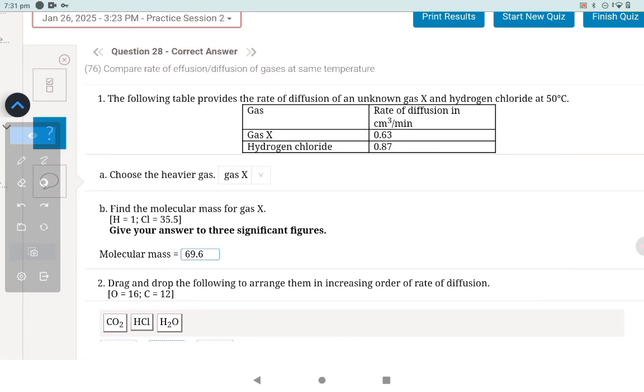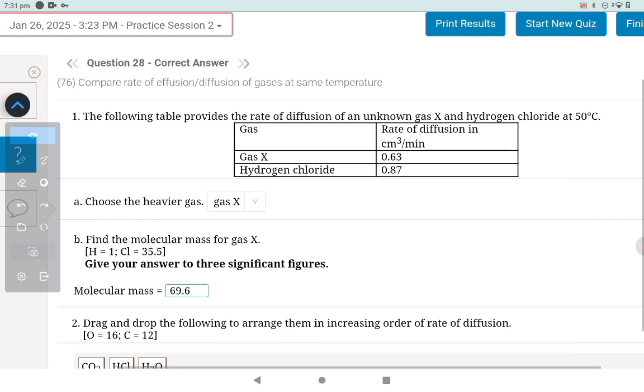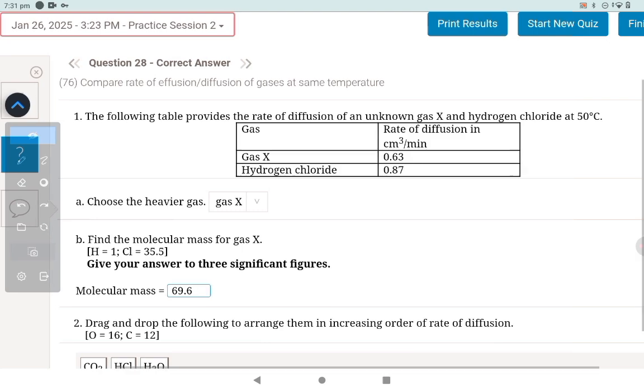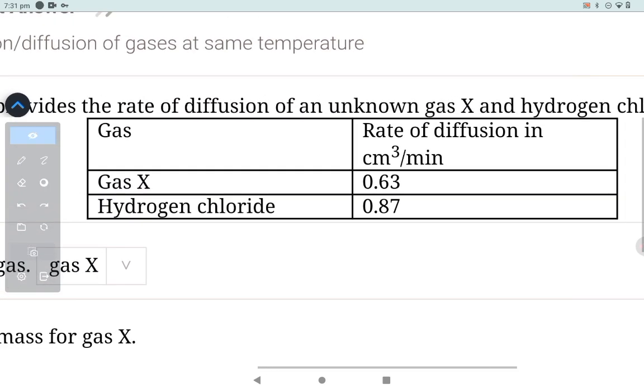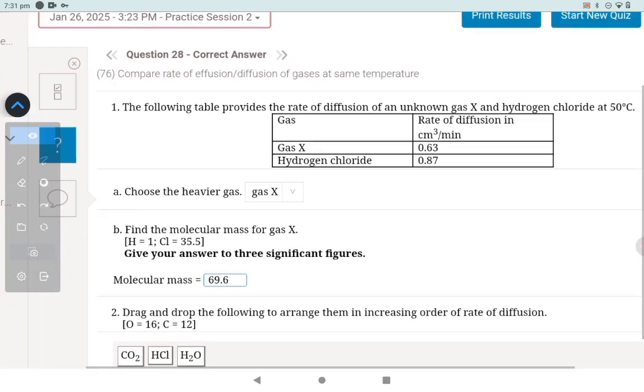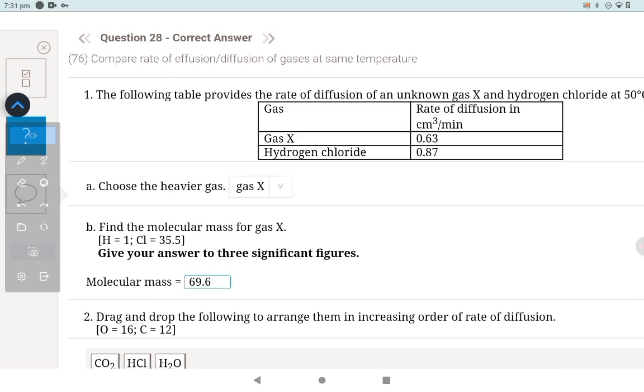Okay. Choose the heavier gas. Like I said before, the one that is faster is the lighter gas, and the one that is heavier is the slower gas. So over here they say the rate of diffusion, and gas X has 0.63, which is faster than hydrogen chloride, which has 0.87. Oh wait, sorry, my bad. Gas X is faster because it is a much faster rate. 0.63, it took shorter than it took for hydrogen chloride. So gas X is faster, hydrogen chloride is heavier, so it's slower.